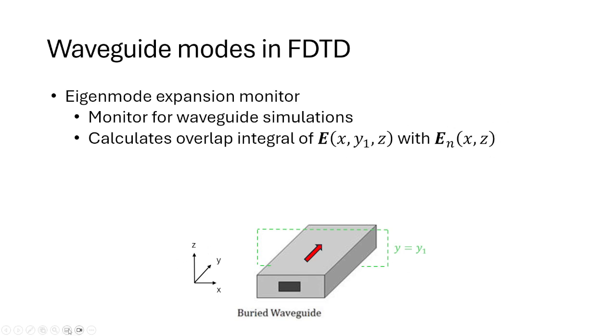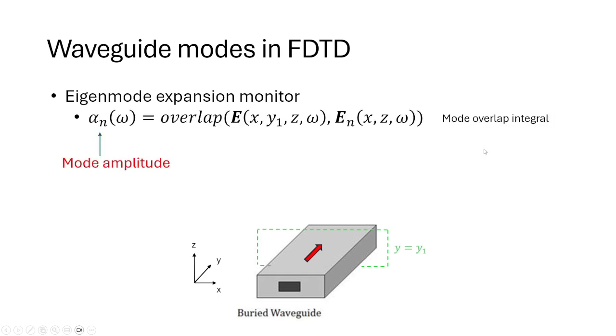So if our FDTD simulation is just a straight waveguide with a mode source and a mode expansion monitor, then we'd expect that the overlap integral should be maximized, right? All of the electric field in that simulation should be in the mode that we injected with that mode source. Okay. So that overlap integral gives you what is called the mode amplitude. The mode amplitude for the nth mode as a function of frequency is just given by the overlap integral of the electric field in our simulation at that y1 plane at the frequency omega, again overlapped with the mode field En at xz omega. So that's a little bit more complicated.